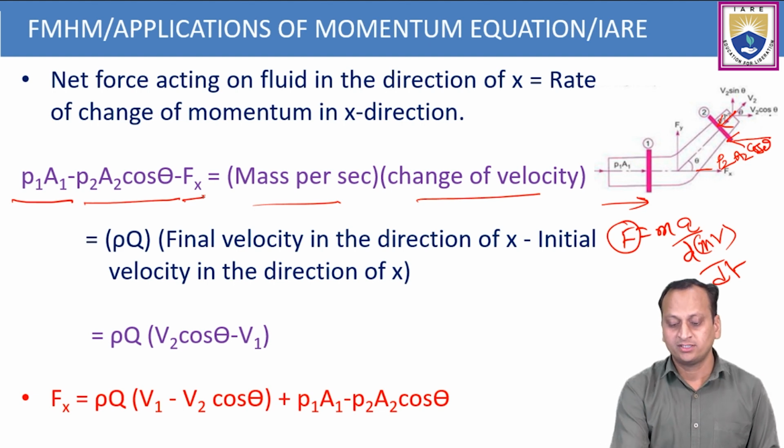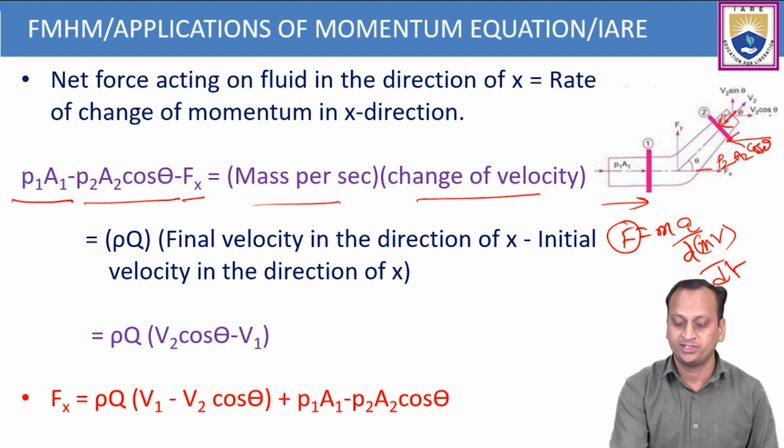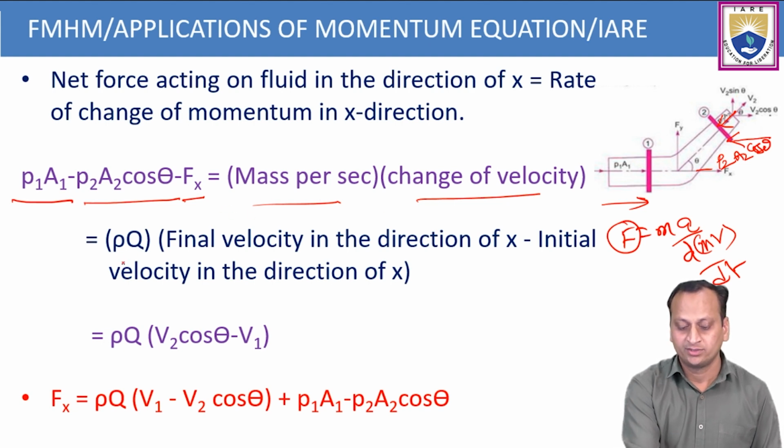So now, mass per second. The product of mass and velocity is momentum, so we need the change in momentum, the rate of change of momentum. It can be written like this: mass per second is density times rate of flow.